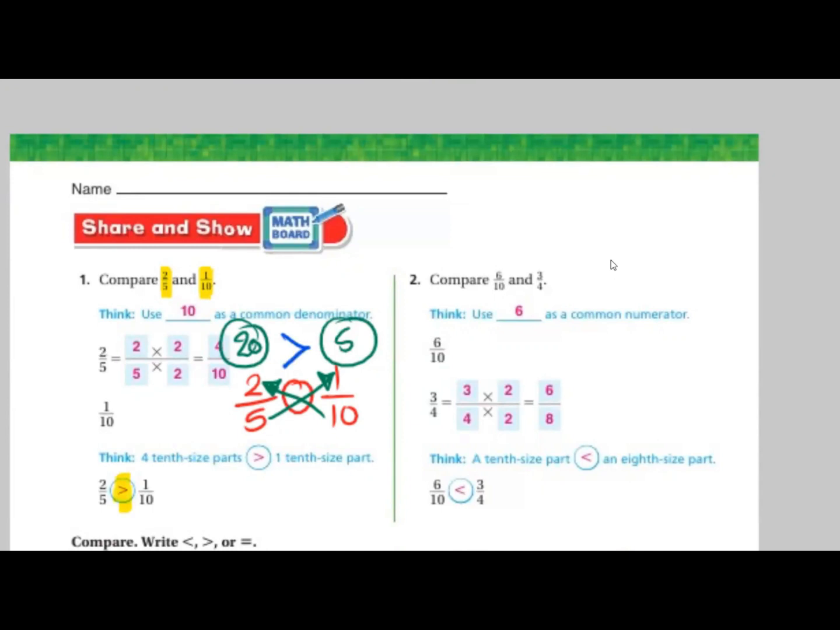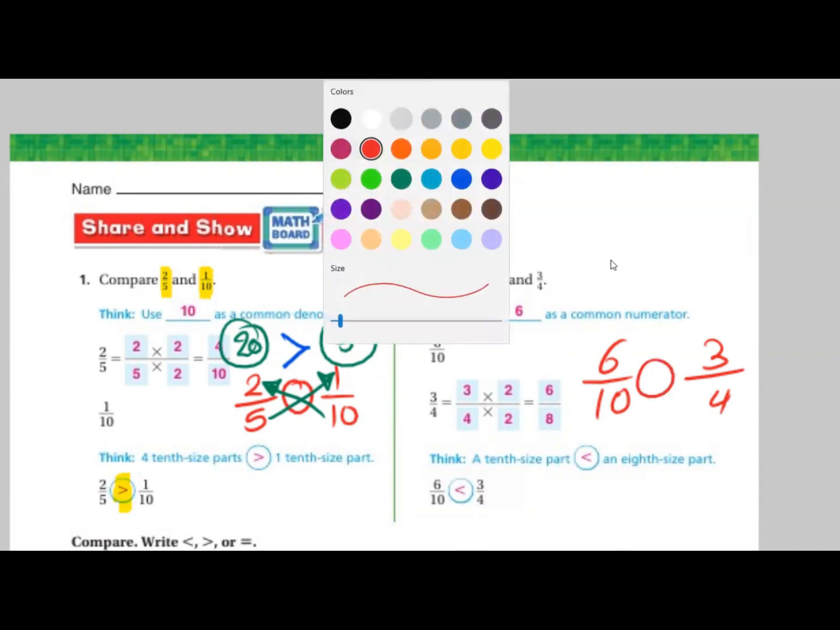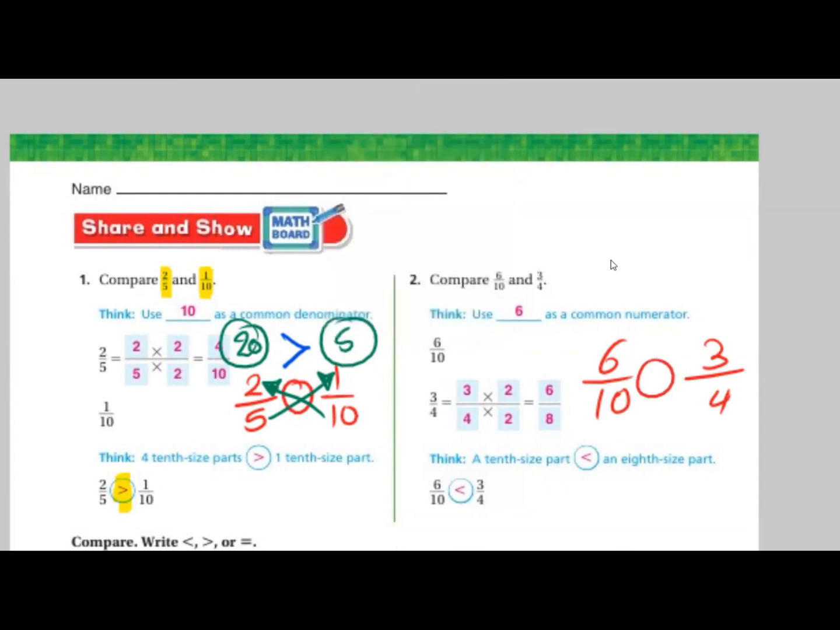Okay. What about Rida Nader? Come on. Yes, Rida. Okay, let's do it. 6/10 and 3/4. It's 6/10 because 6 multiplied by this will be 60. So this 6 is multiplied by 10.